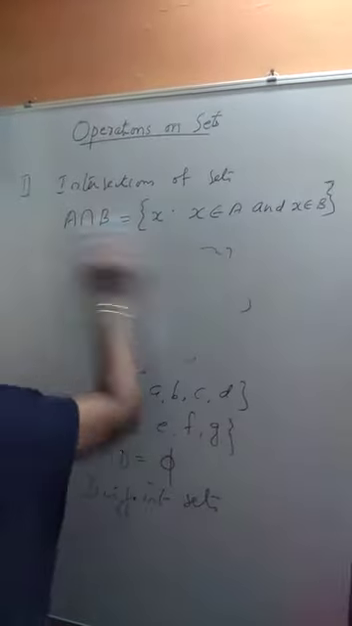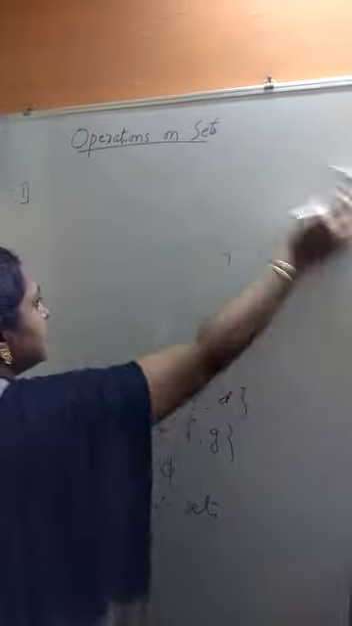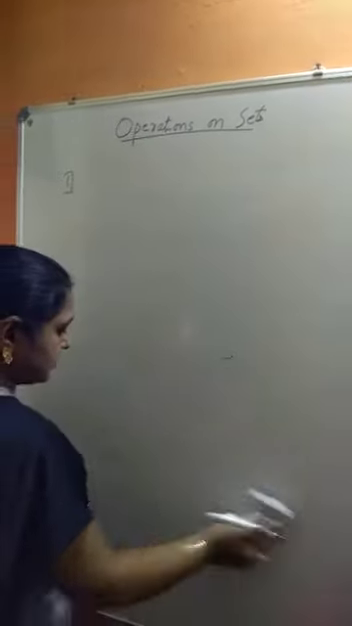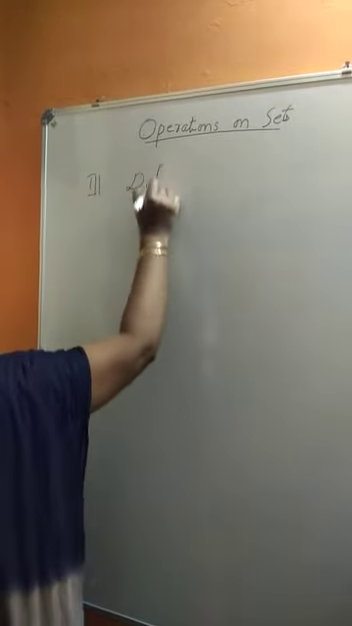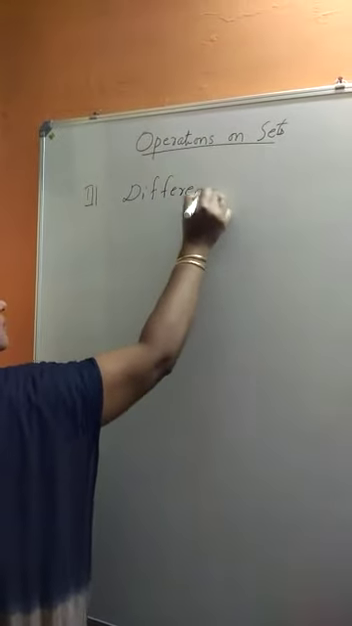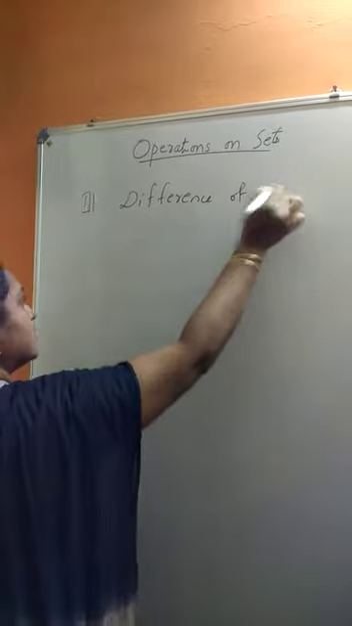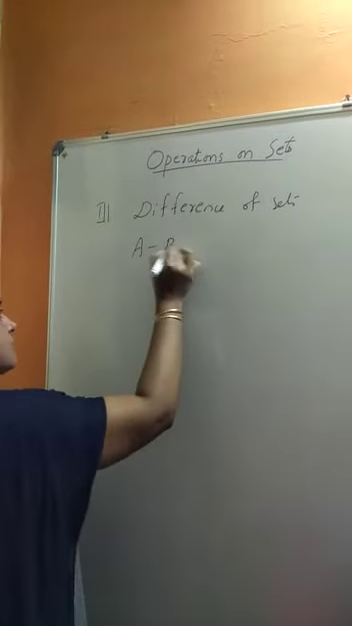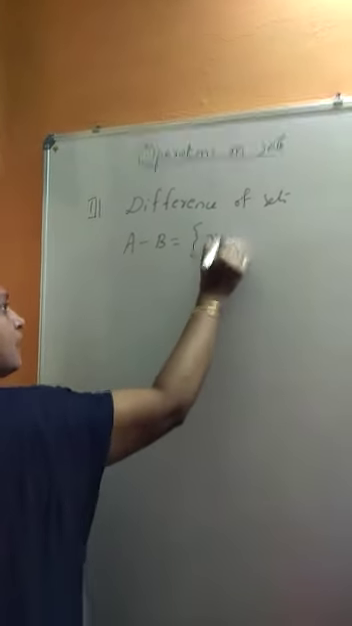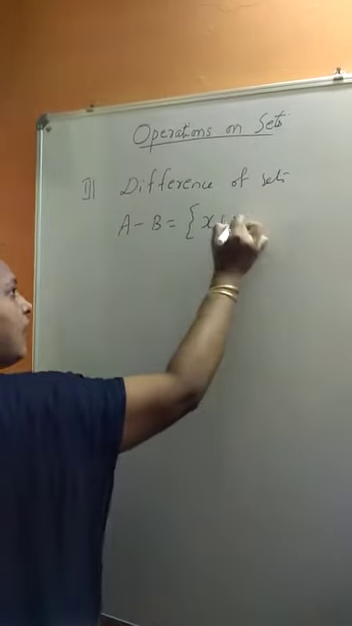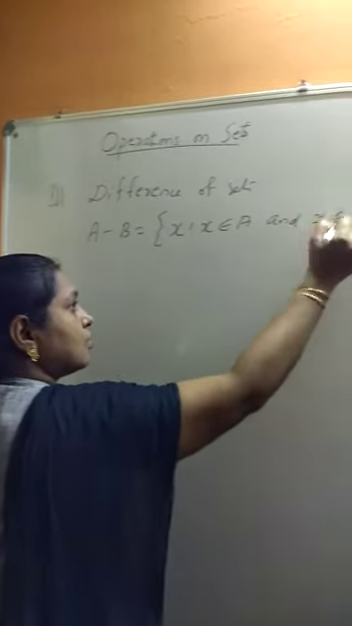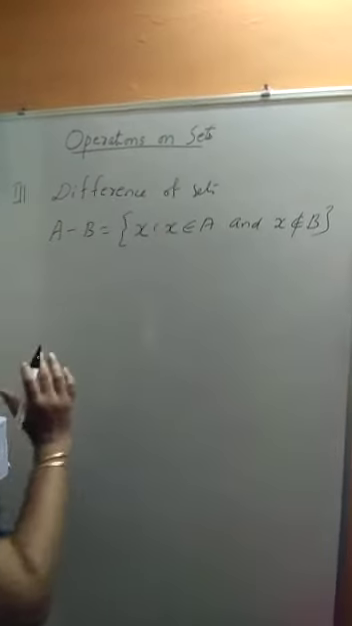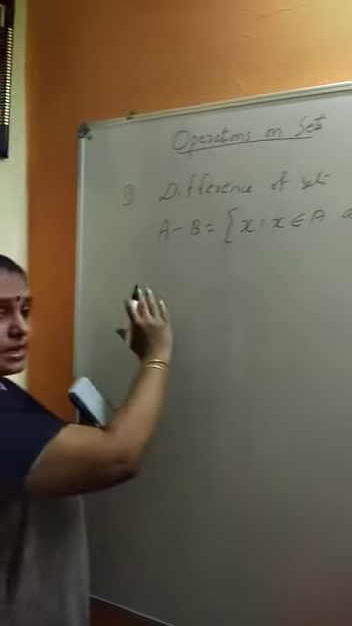Now the third one is difference of sets. Difference of sets is denoted as A minus B. A minus B is defined as the set of all x such that x belongs to A and x does not belong to B. Means we have to choose the elements which are present in A only. They should not be present in B.